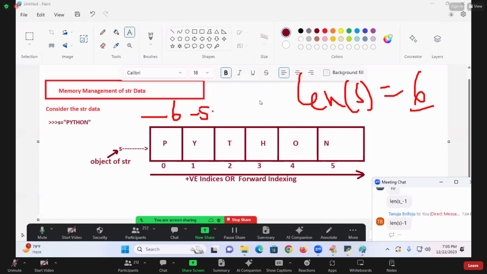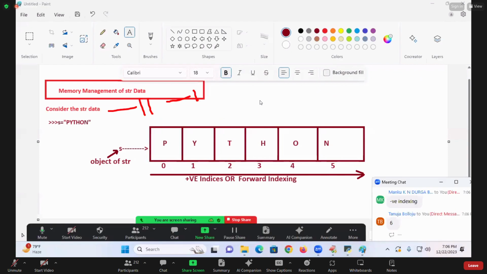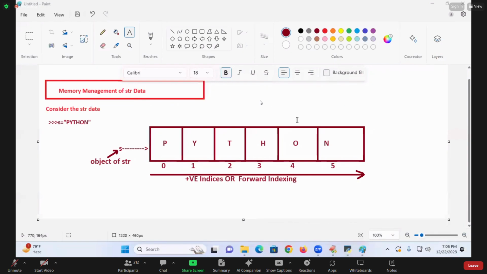Minus 6, minus 5, minus 4, minus 3, minus 2, minus 1. If my len of S is 11, my negative indexing starts from where? Minus 11, minus 10, minus 9, minus 8, like that. It will end at minus 1. Are you able to follow? Right. Please tell me now, what is this index? Come on, start with minus 6, minus 5, minus 4. I'll write it.